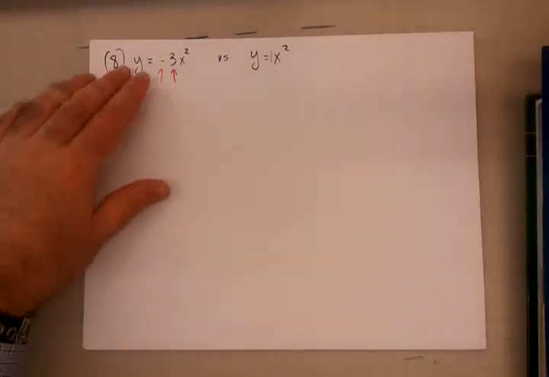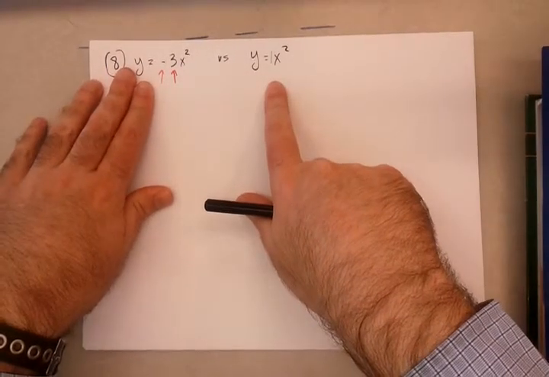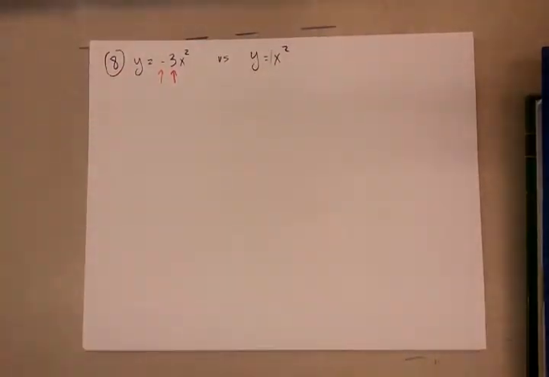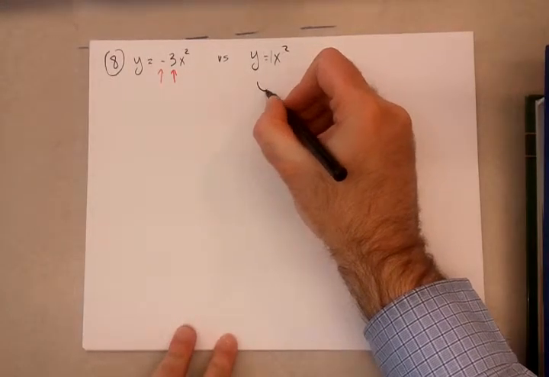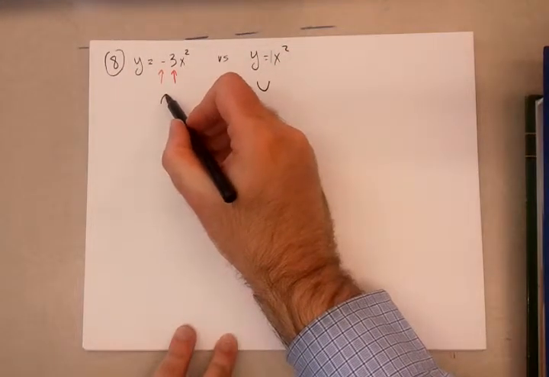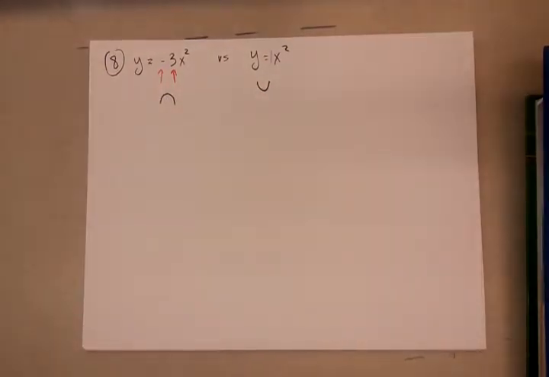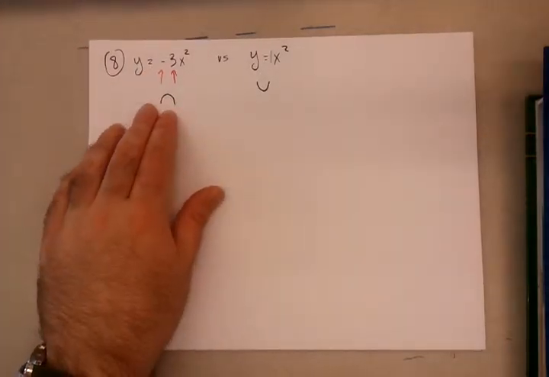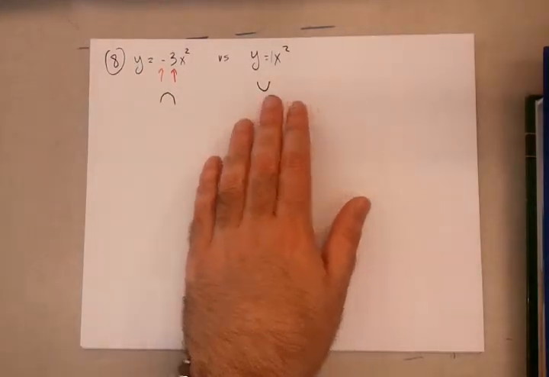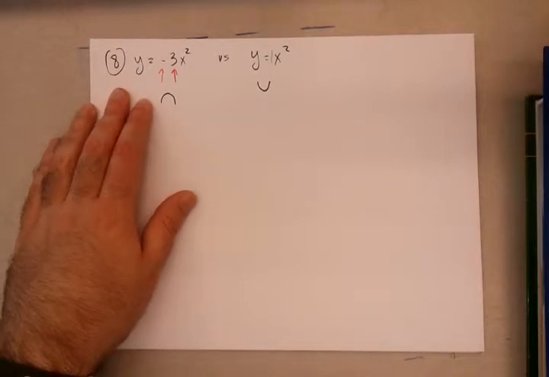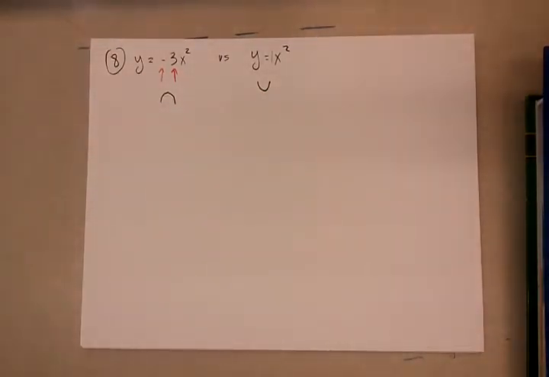And then you take a look at the sign. This parabola is positive. This one's negative. So what does that do to the actual problem? It will flip the parabola and make it face the opposite direction. This parabola faces up. This parabola is going to face down. And you would write that in your own words as well. So the two differences are this parabola is narrower than the baseline, and it's also facing downwards, whereas the baseline is facing upwards.